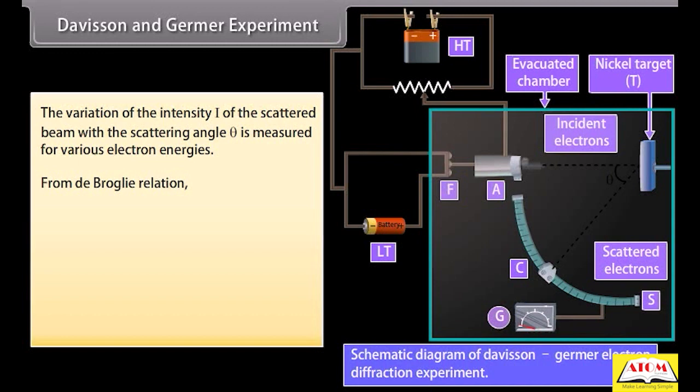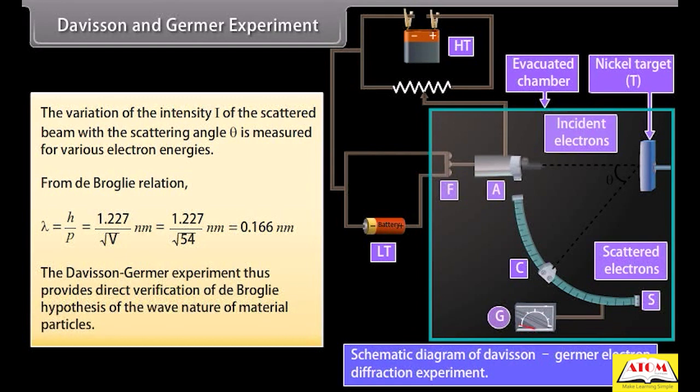For these electrons accelerated through a potential difference of 54 V, lambda = h/p = 1.227/sqrt(V) nanometer = 1.227/sqrt(54) nanometer = 0.166 nanometer. The Davisson-Germer experiment thus provides direct verification of the de Broglie hypothesis of the wave nature of material particles.